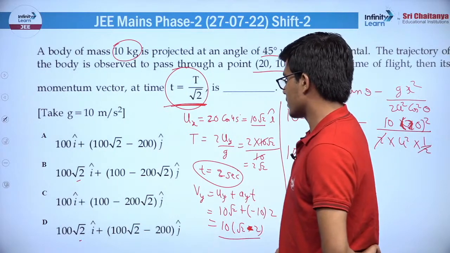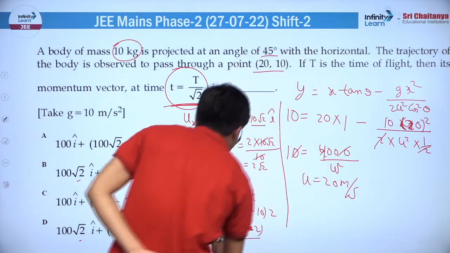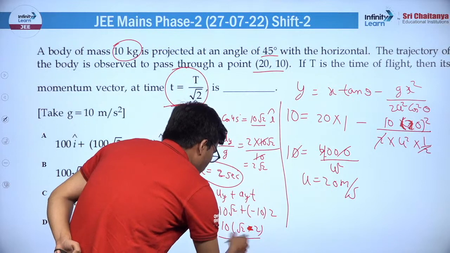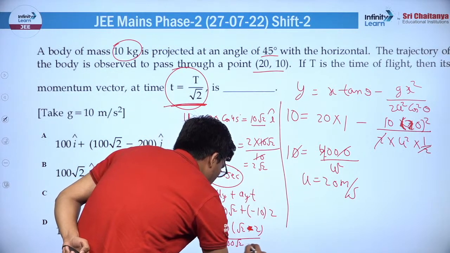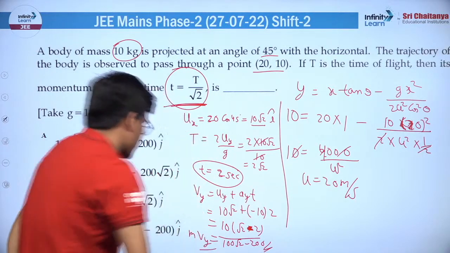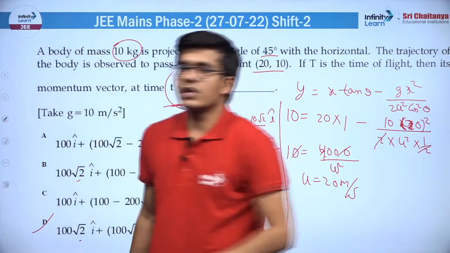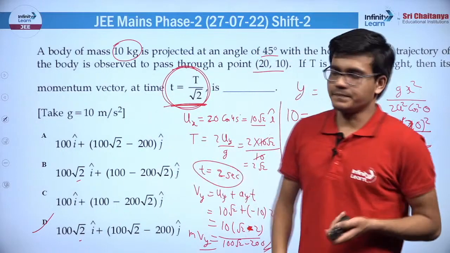minus 2, okay, which is matching. You can write it like this, 10 is the LCM, 2 minus root 2 multiplied with 10, so it will be basically 100 root 2 minus 200 if we multiply with the mass. So 100 root 2 minus 200 is given in option D. So D is the momentum at this time.